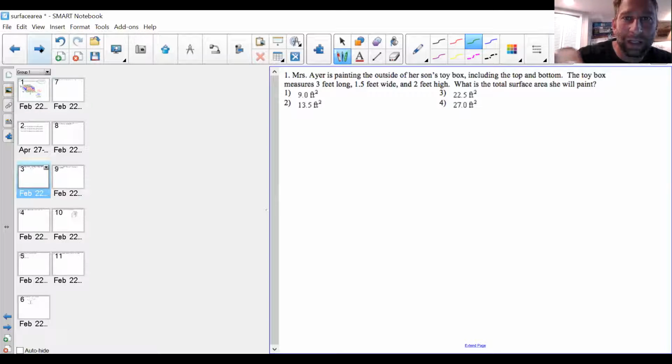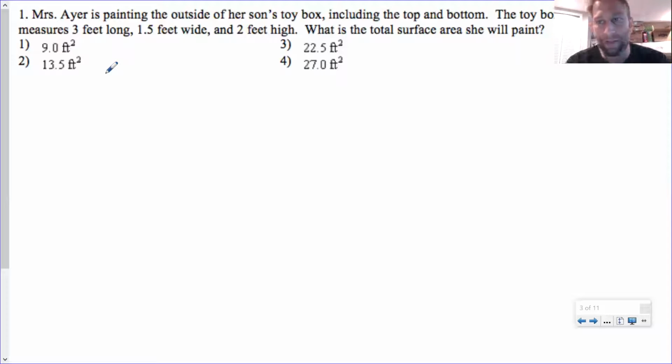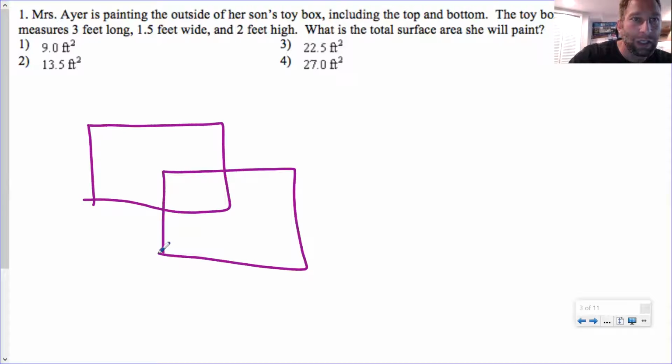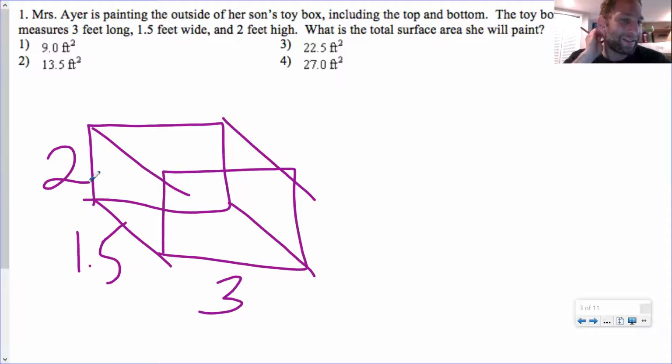So let's take a look at a couple of examples in a very short lesson. This comes up in the Regents rarely, but it does come up. Mrs. Ayer is painting the outside of her son's toy box, including the top and bottom. The toy box measures 3 feet long. So let's just do a little sketch. 3 feet long, 1.5 feet wide, 2 feet high. Does it matter which is the length, the width, and the height?